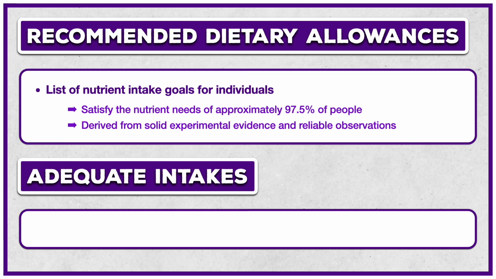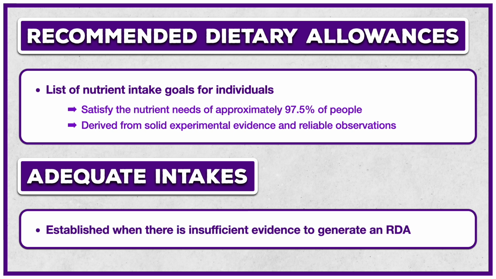Adequate intakes, or AI, are very similar to the RDA, but they're established when there's insufficient evidence to generate an RDA. Adequate intakes are more like an educated guess. The committee has a general idea of what people in an age group and sex need to thrive, yet they don't have enough evidence to give the nutrient an RDA.